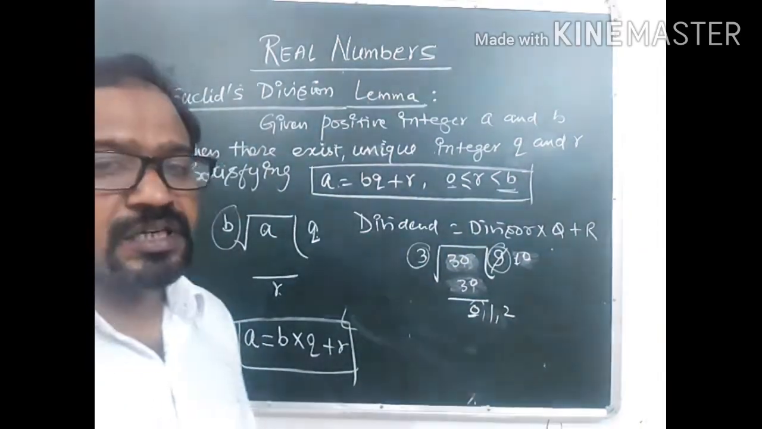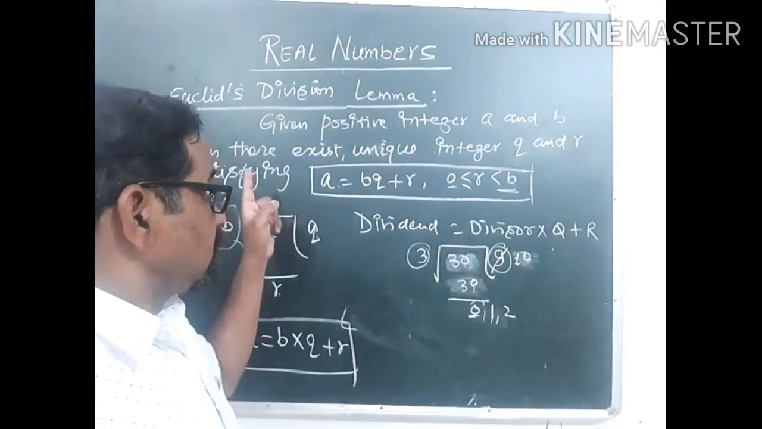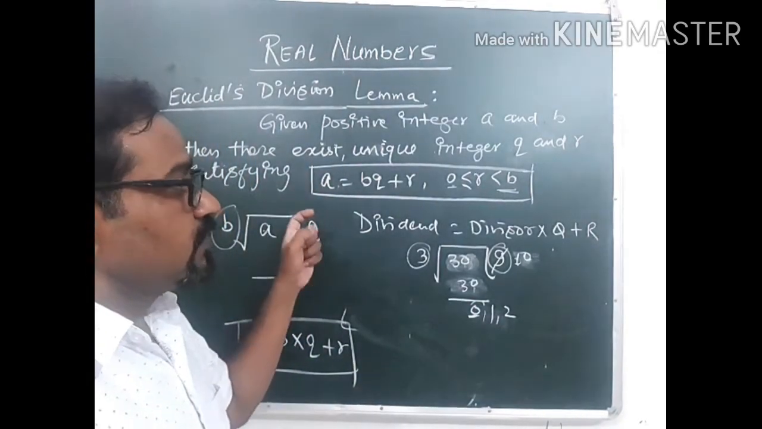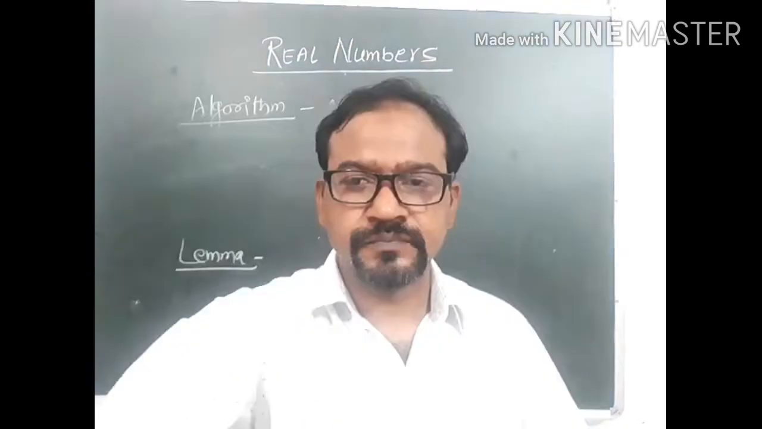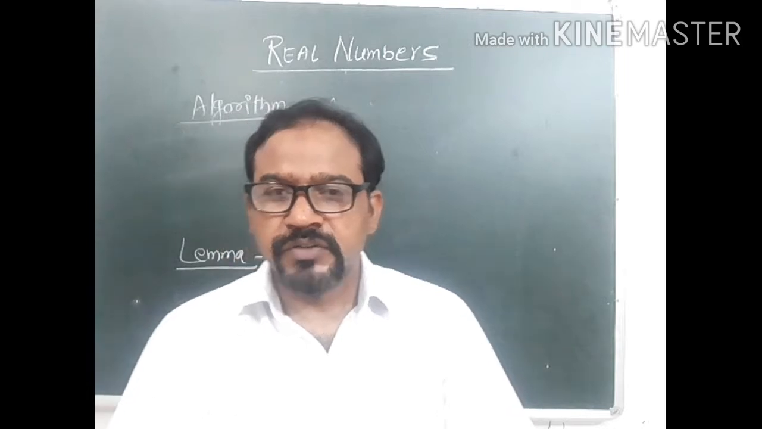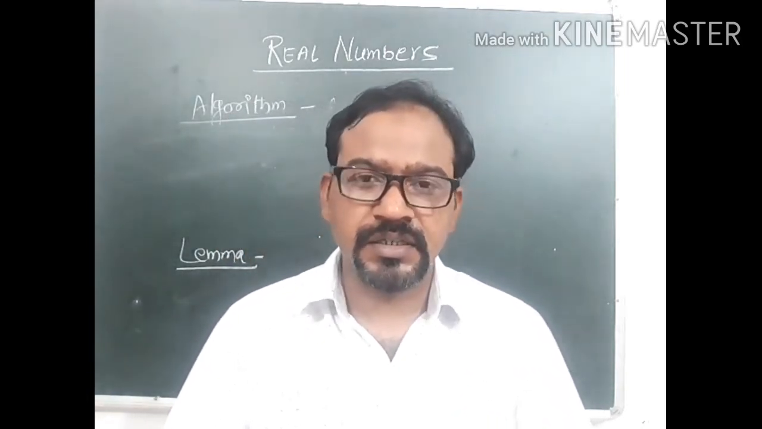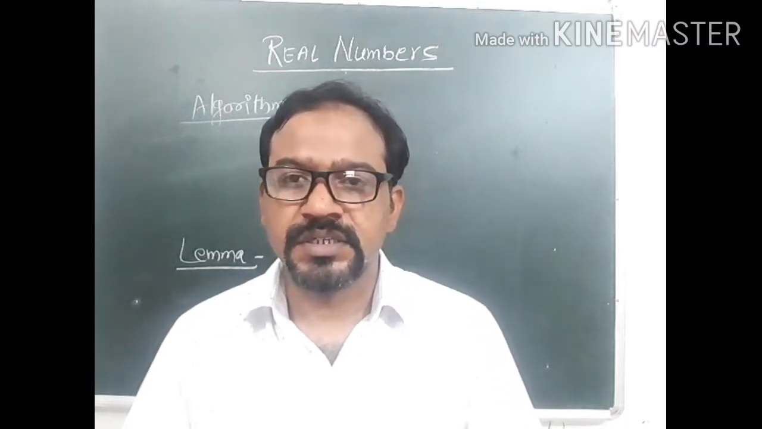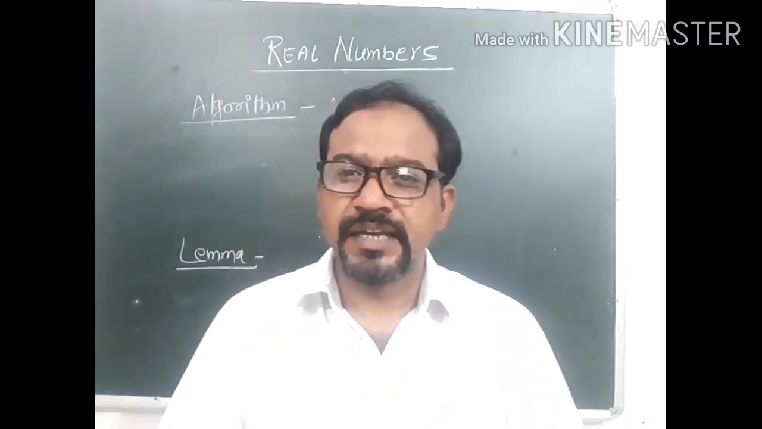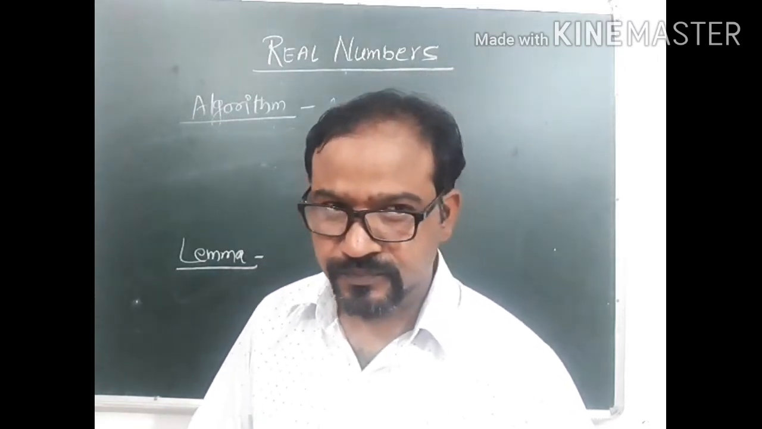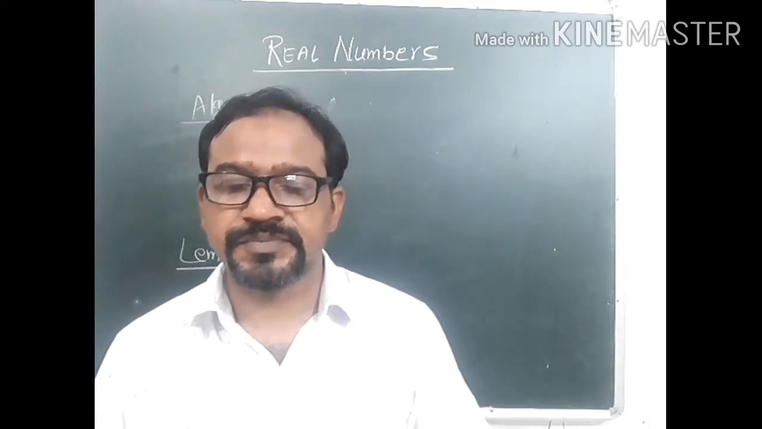This is Euclid's division lemma, proved by Euclid, so it is called Euclid's division lemma. We know this from class 7th. Euclid's division lemma relates to Euclid's elements and Euclid's algorithm. What is an algorithm? An algorithm means a step. An algorithm is a series of well-defined steps.